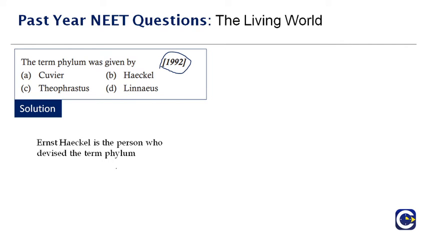He is the person who devised the term phylum, and to tell more about him, he started his work in the year 1866. He's way back in that case, and he's done a lot of work in researching the living organisms. Whatever he has isolated, he went into the classification system a little deeper, and he started working on it. So that is how the term phylum got into practice.